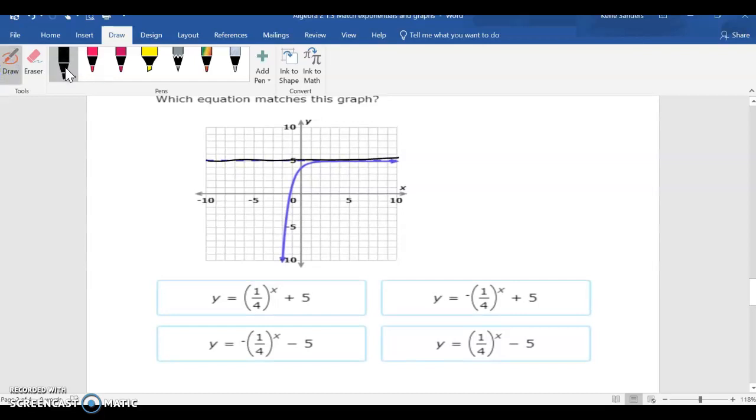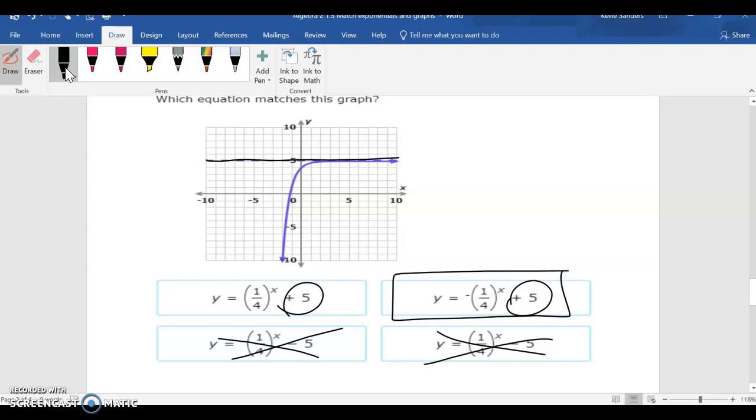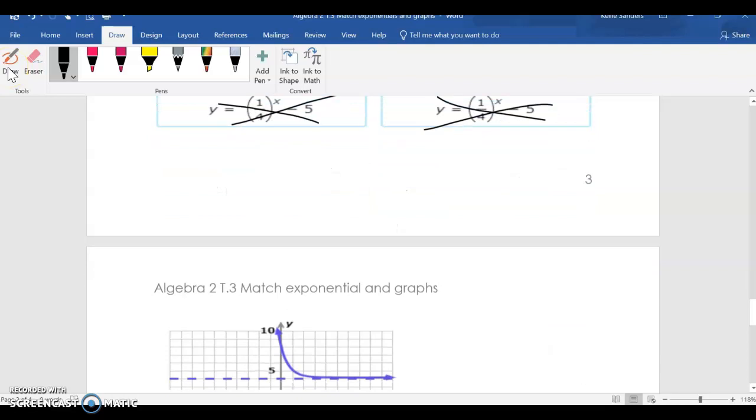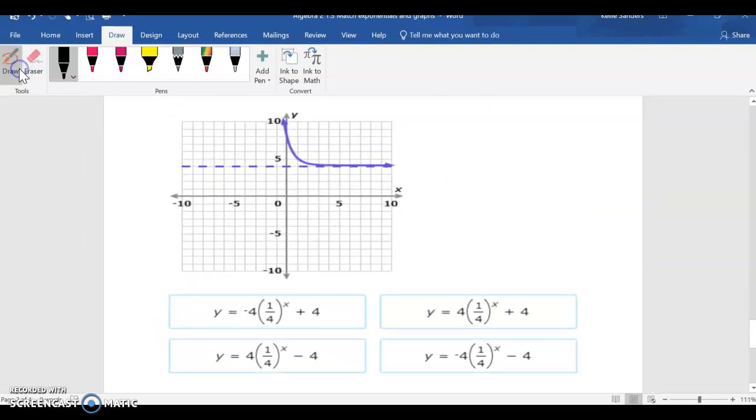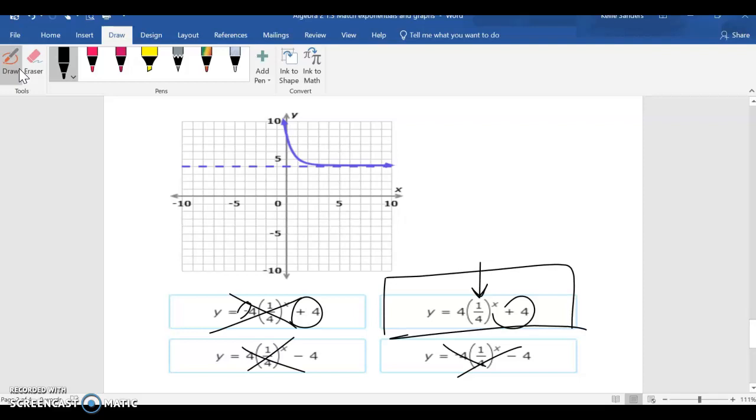Horizontal asymptote at +5, not these. It's below the asymptote, so it's that one. +4, not these. It's going down, but it is not below the asymptote, so it's not that one. So it's this one.